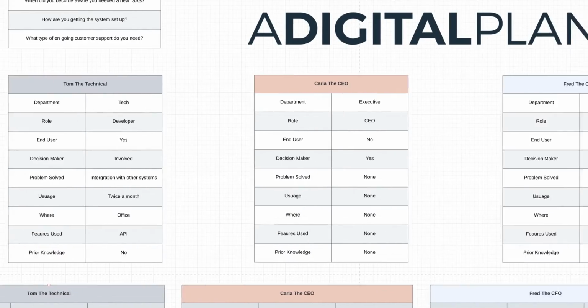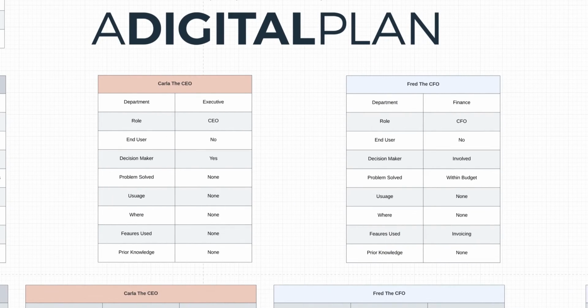So we then move on to Carla, the CEO. Now she signed up for a demo as well. She is not an end user, but she is the end decision maker. So you have got to sell to her. There's no problem solved for her. There's no usage. She doesn't use it. Whatever. You are still selling to her. She signed up for a demo to see where her money is going to be spent.